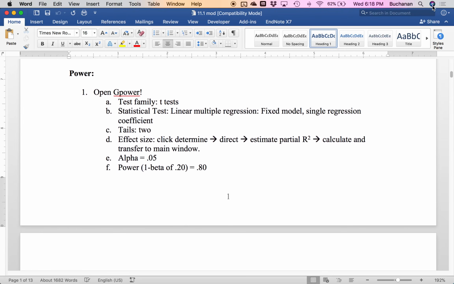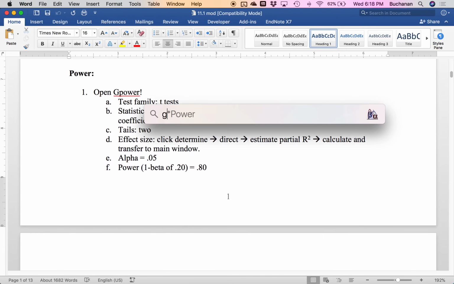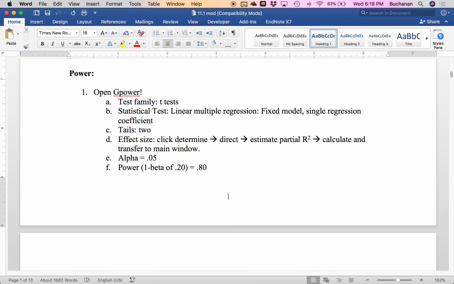Power for interactions isn't too difficult. So let's open up GPower here.